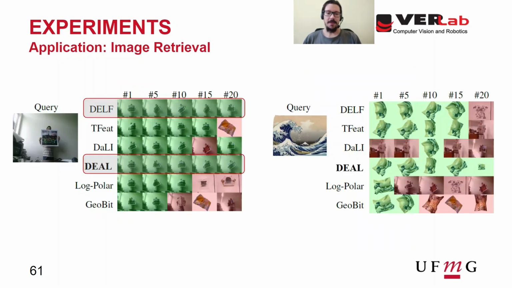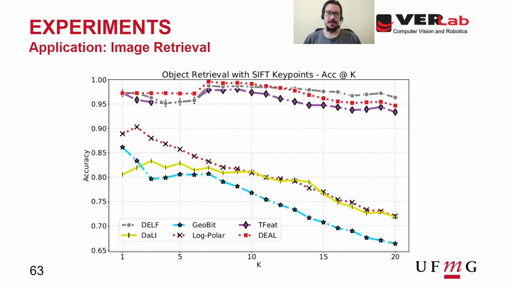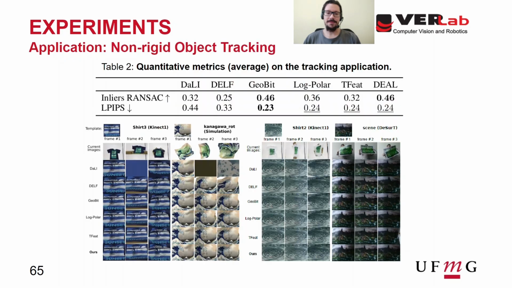In the first example, our method is competitive to DELF, a descriptor optimized for retrieval. And in the second qualitative example, our method is able to outperform DELF and all other methods. In this graph, we show the average accuracy achieved when querying all reference images and retrieving the top K object matches. Our method outperforms all methods in terms of retrieval accuracy when considering the top 12 objects or less, and is competitive to DELF when considering more objects.